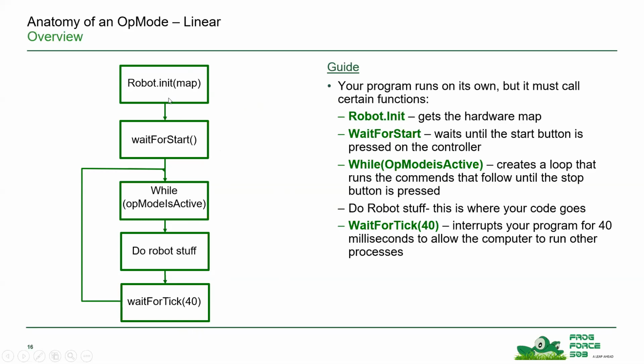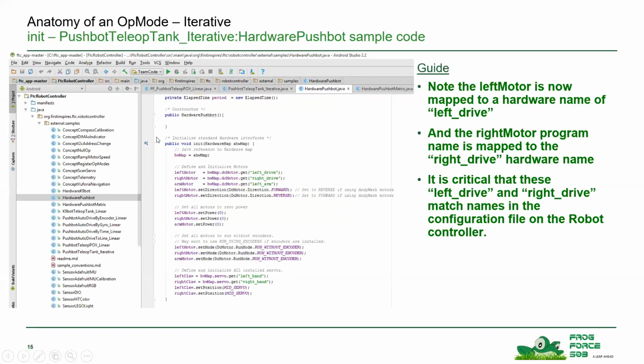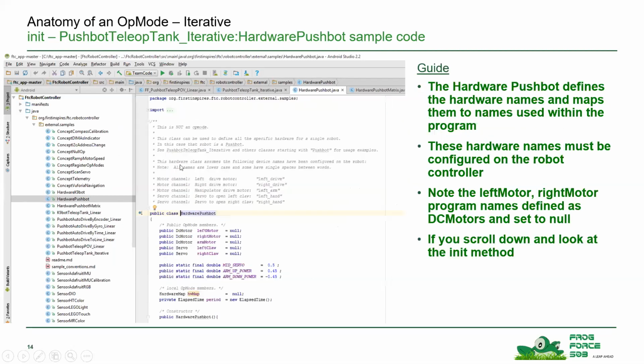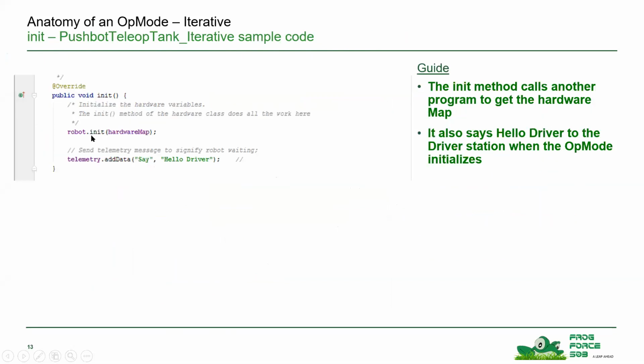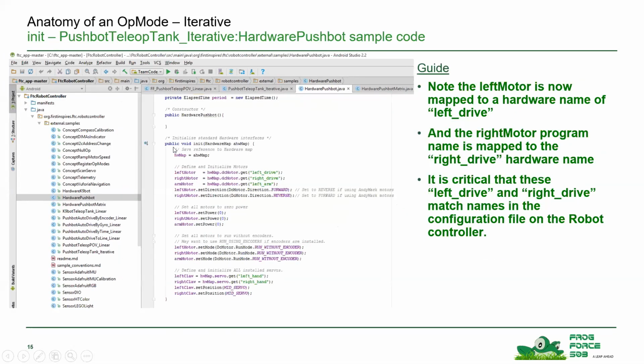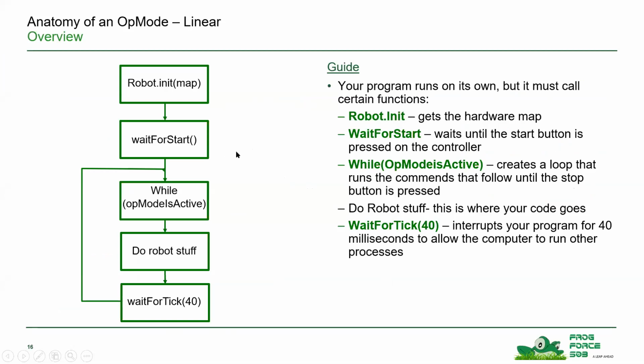First would be robot.init map. This is specific to this hardware pushbot. The way you do it in your actual robot might be a little bit different than robot.init hardware map like this, but in this case, that's what they did. Next is wait for start. This is probably the most important function of the linear op mode. When you press the init button, it'll run everything before wait for start. As soon as you press start, it runs everything afterwards. So it does this, then it waits for you to press the start button, then it does everything else.